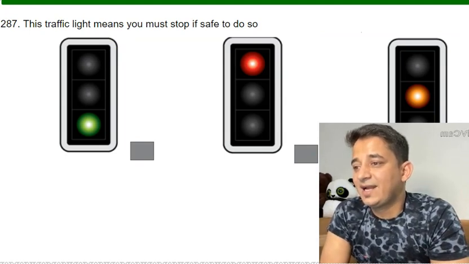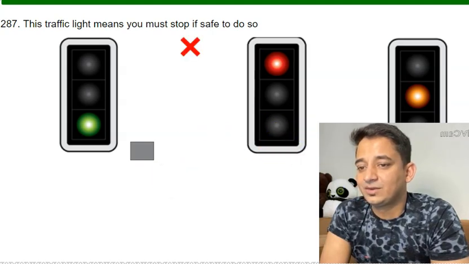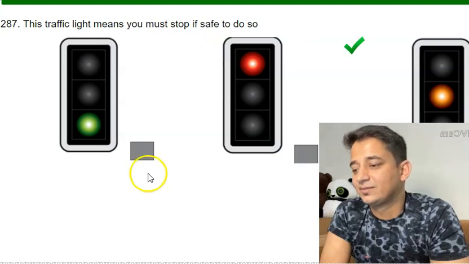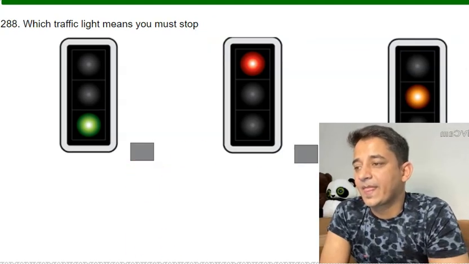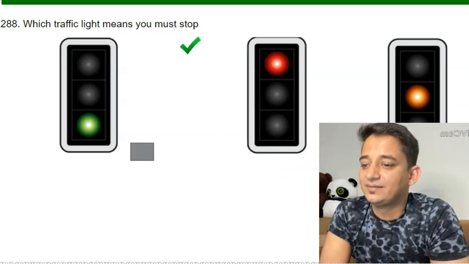The traffic light means you must stop if safe to do so. Oh, sorry, it's a yellow-orange one. This traffic light means you must stop. This is the right one, red.